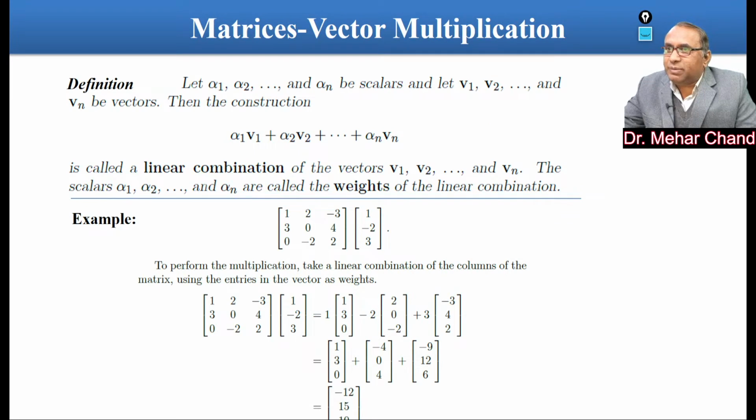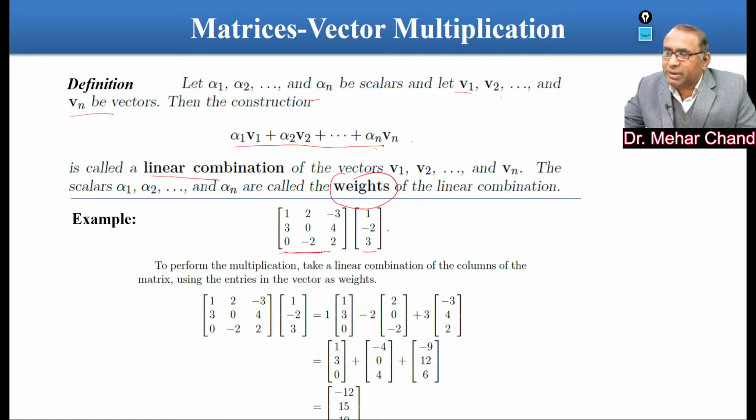And matrix vector multiplication is also similar. Alpha 1, alpha 2, alpha n are the scalars, v1, v2, v3 and vn are the vectors, and the construction of this is called a linear combination. Alpha 1 v1 plus alpha 2 v2 and so on, alpha n vn. This is the linear combination, where v1, v2, vn are the vectors, and alpha 1, alpha 2, alpha n are the scalars known as the weights of the linear combination.